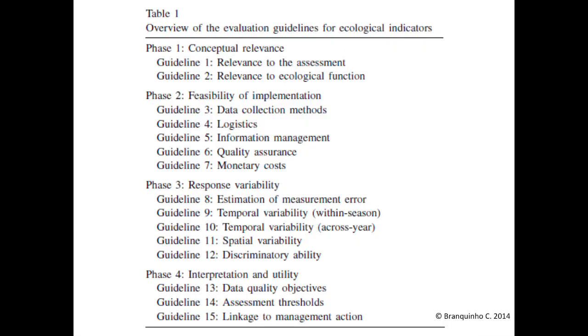So, exactly as the other indicators, you should fulfill certain requirements. When you try to find an indicator, you should look at the conceptual relevance of it, and it should always be relevant in terms of ecological function, and also to the assessment we want to do. So you need to be practical to measure it, otherwise it would be just rubbish. So you need to have good data collection methods. So having methods already implemented is good for the indicator. The logistics must be easier, so you can have information management, quality assurance, and the cost must not be completely crazy. So you should have controlled costs, otherwise you cannot implement it everywhere.